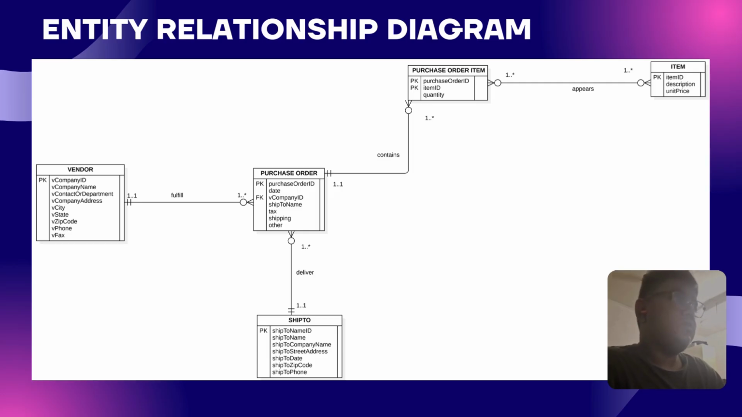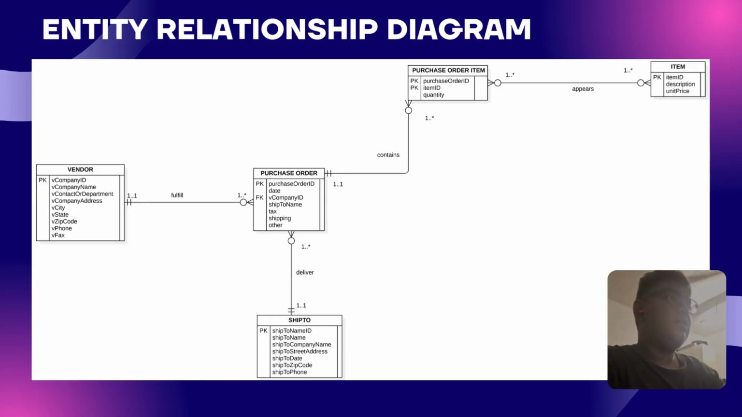The next table is purchase order. The primary key is purchase order ID, and we have a foreign key, which is V company ID, and date, ship to name, tax, shipping, and other. Then the third table is ship to. The primary key is ship to name ID. We have ship to name, ship to company name, ship to street address, ship to date, ship to zip code, and ship to phone. And the fourth one is purchase order item. We have two primary keys here, which are purchase order ID and item ID, and the last normal attribute is quantity. Then the last table is item. We have primary key item ID, then description and unit price.